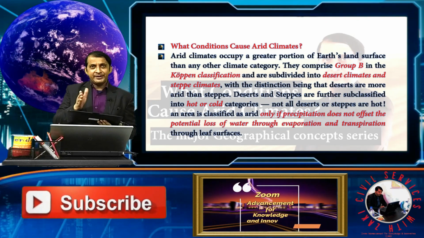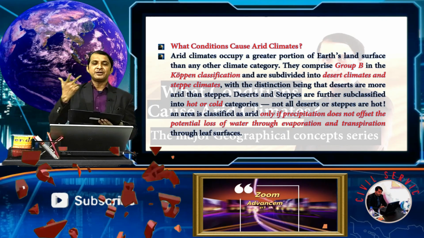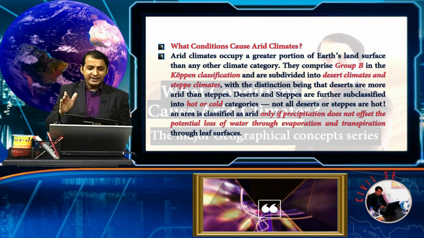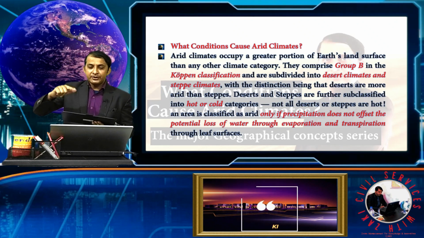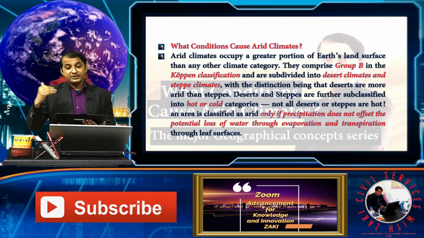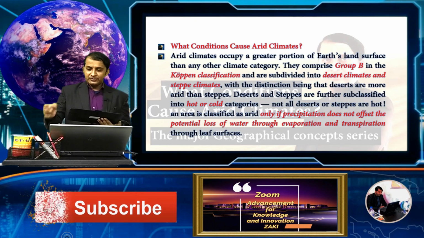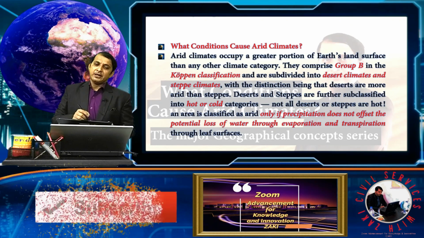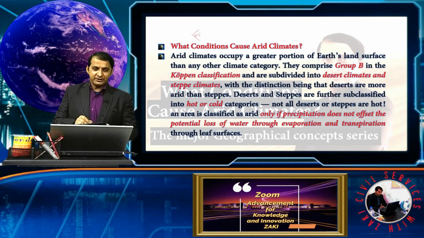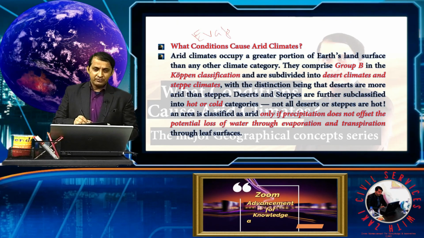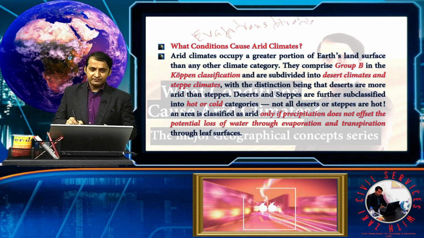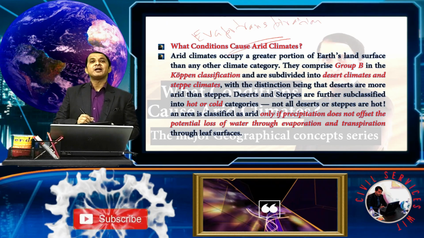So what is an arid area? If we define the arid area, an area is classified as arid only if precipitation does not offset the potential loss of water through evaporation and transpiration through the leaf surfaces. It is called evapotranspiration.